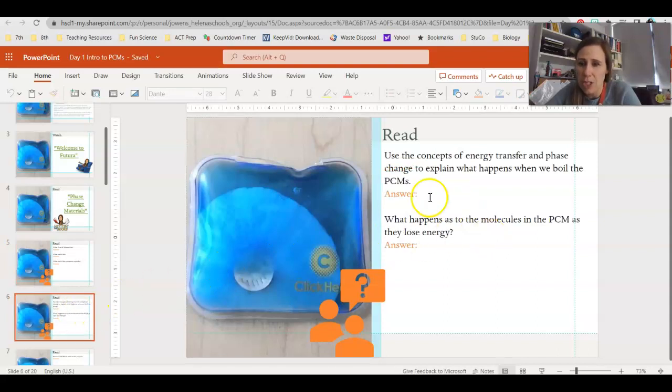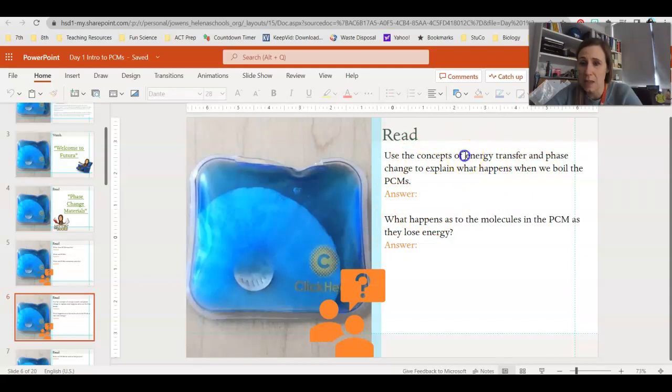Use the concepts of energy transfer and phase change to explain what happens when we boil the PCMs. So the PCMs that you are going to read about and use in the simulation for this are going to be a lot different than the PCMs that you see in this picture here that we're going to do a lab on in a second. In order to get these PCMs heated up, we actually have to boil them and transfer energy into them. So think about that as you read. And again, you should have a pretty good description in your article about how they work. So use the concepts of energy transfer and phase change to explain what happens when we boil the PCMs.